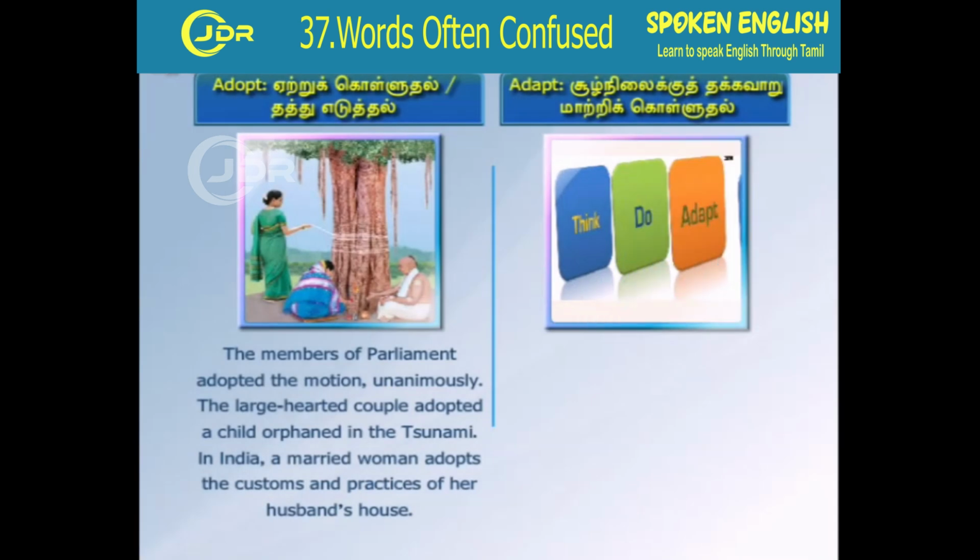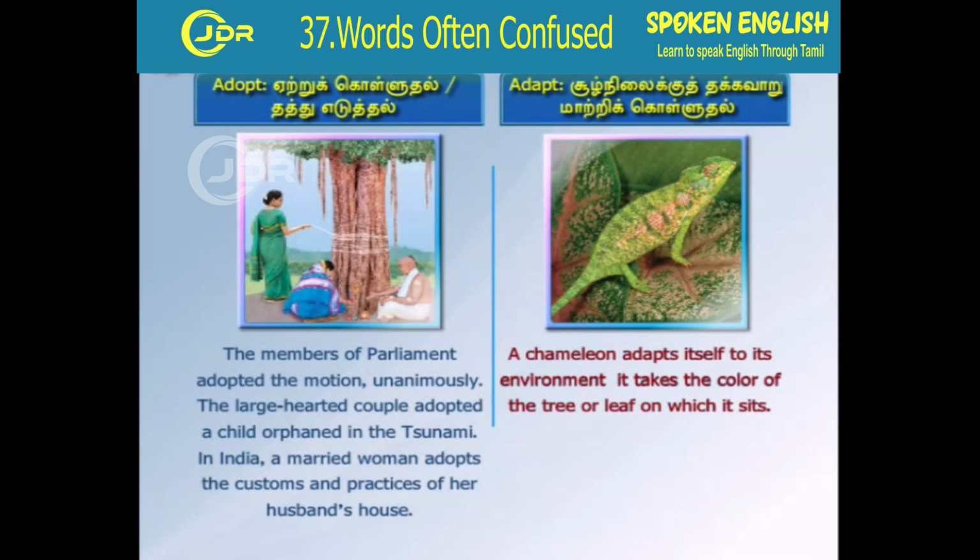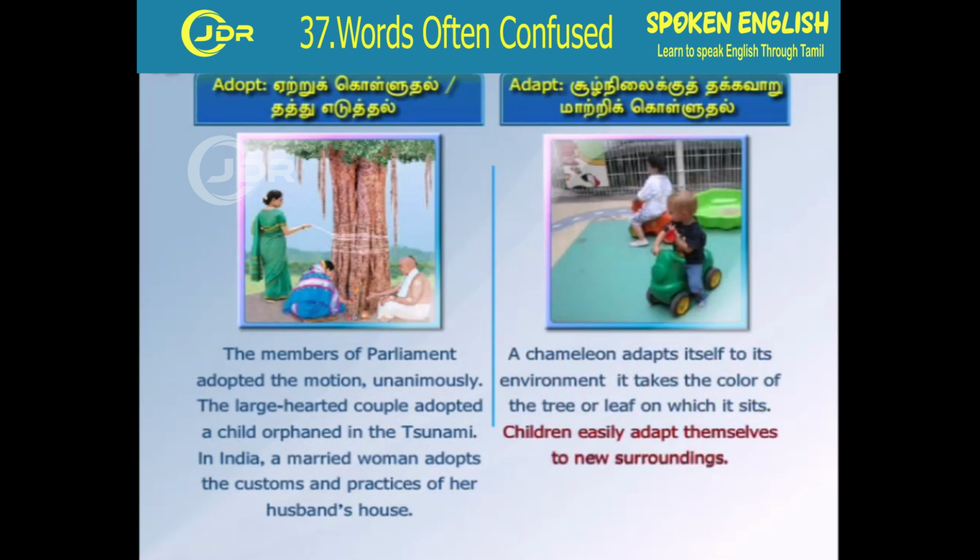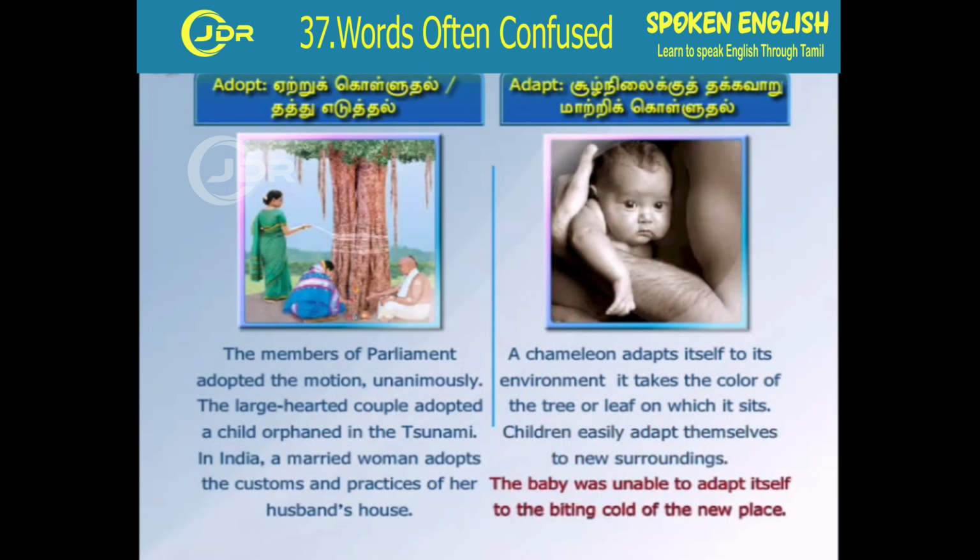Adapt, சூழ்நிலைக்கு தக்கவாறு மாற்றிக்கொள்ளுதல். A chameleon adapts itself to its environment. It takes the color of the tree or leaf on which it sits. Children easily adapt themselves to new surroundings. The baby was unable to adapt itself to the biting cold of the new place.